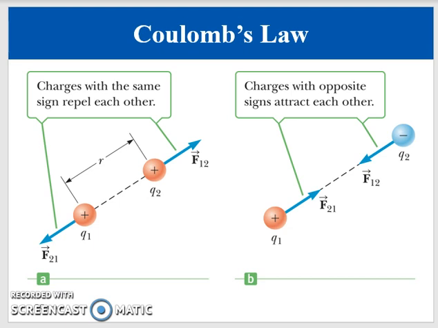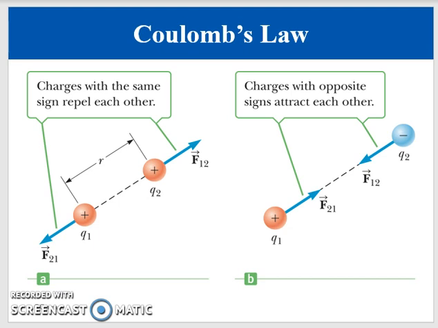Now, what if our charges are of different sign, right? What if we have opposite signs? Well, in this case, the force is going to be attractive. So suppose I have a proton and an electron, then the force is going to be attractive, and F12 would represent the force that the proton exerts on the electron, and F21 would represent the force that the electron exerts on the proton.